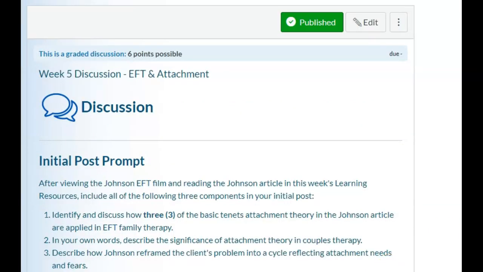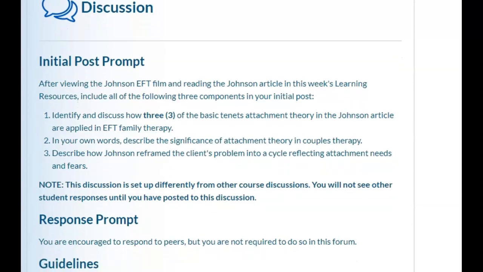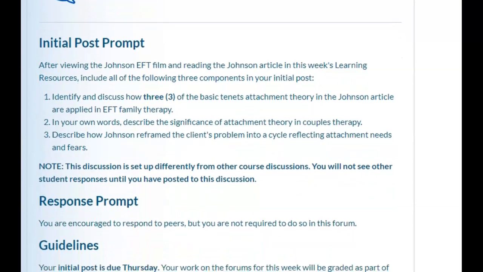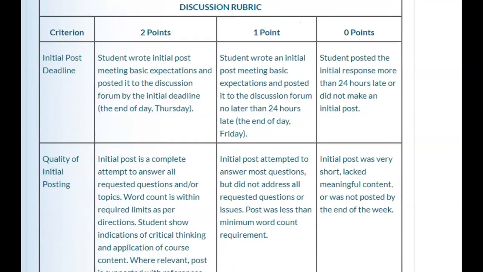The next is around EFT, Emotionally Focused Therapy. Identify and discuss how three of the basic tenets of attachment theory in the Johnson article are applicable to EFT family therapy. Describe the significance of attachment theory, and then describe how Johnson reframed the client's problem into a cycle reflecting attachment needs. So this is one where you only have to do an initial post. You can respond to others, but you're not required to do so.